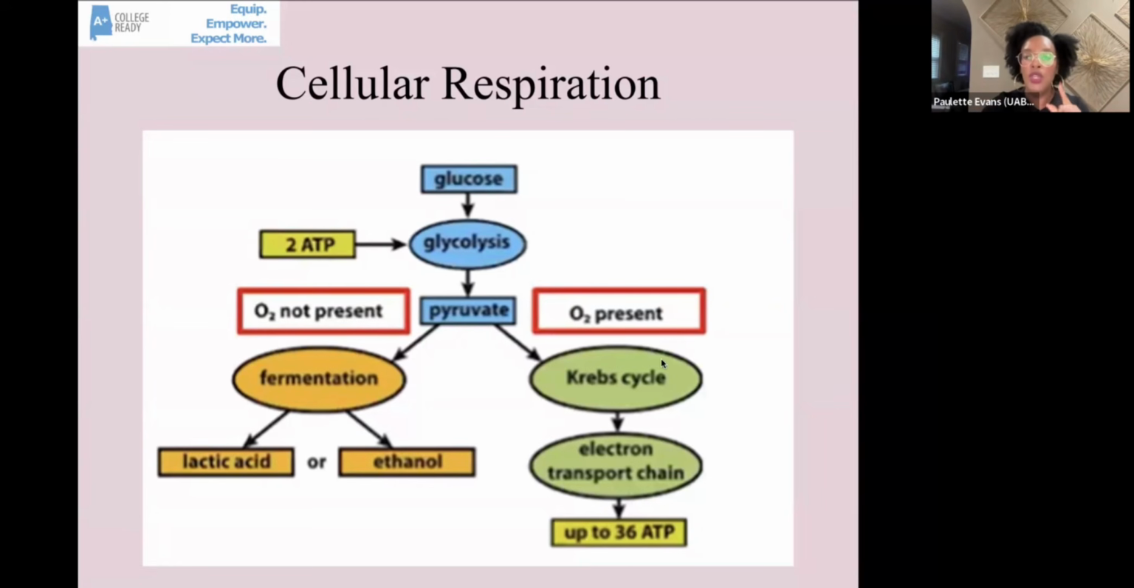With oxygen present, you will do glycolysis, the Krebs cycle, and the electron transport chain. And we already know how this electron transport chain is going to work. It looks a lot like the light-dependent reactions of photosynthesis. But the point is, you're going to make a large amount of ATP so that living systems can do cell work.